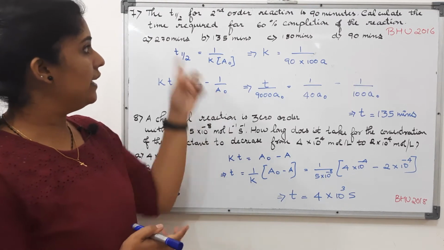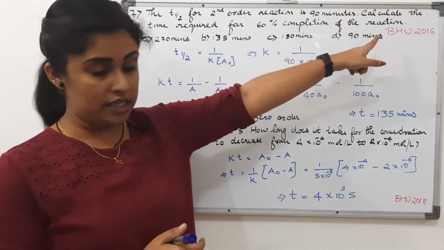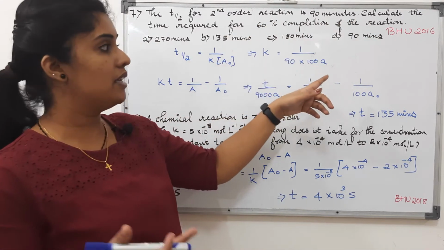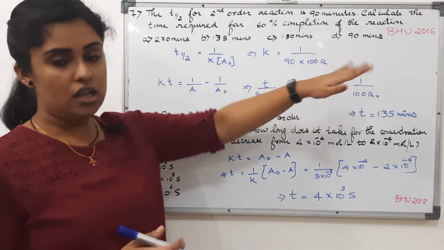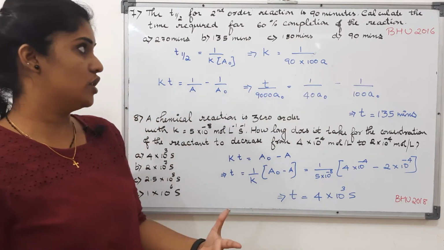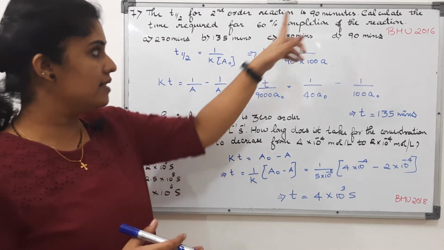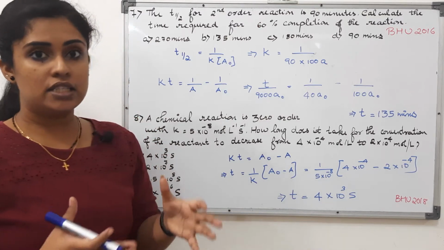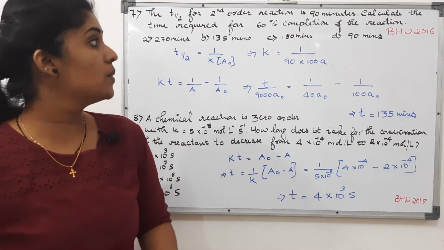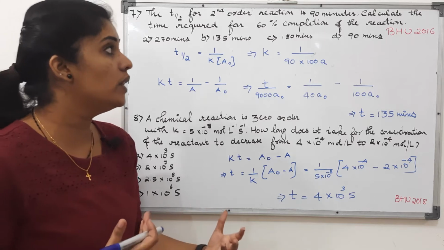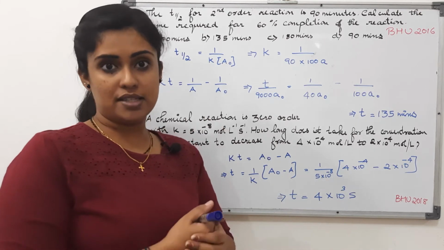Now for second order, T half is already given and T half is in minutes. Our answer, the final time that we need to calculate, is also in minutes. So there is no need for any conversion. So T half can remain as 90 minutes itself. Now we need the initial concentration and the final concentration, for which no value is given. It is only told that the reaction is 60% complete.